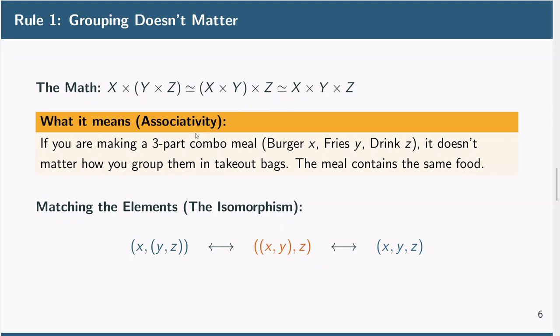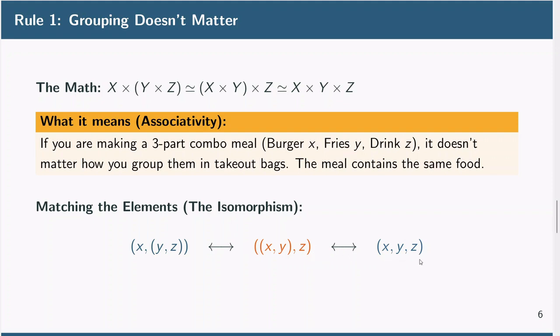If you're putting together a 3-part combo meal, let's say burger X, fries Y, and drink Z, it really doesn't matter how you group them in your takeout bags. At the end of the day, the meal contains the exact same food. When matching the elements to show this isomorphism, we see that x, (y, z) corresponds perfectly to (x, y), z, which directly corresponds to our open tray x, y, z.